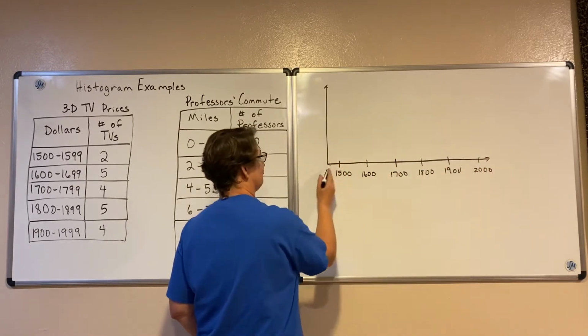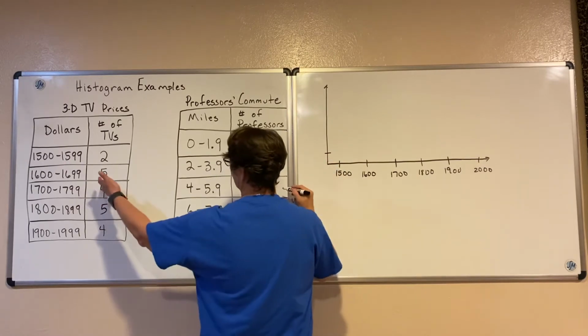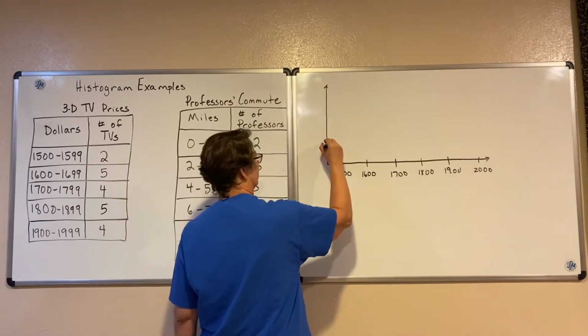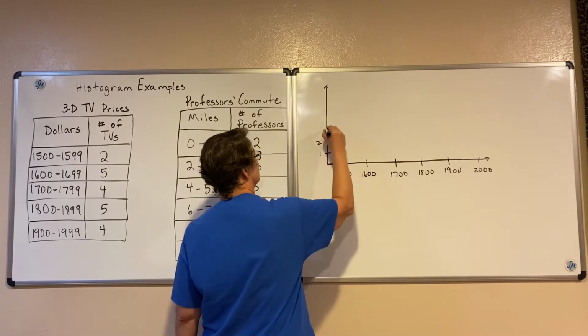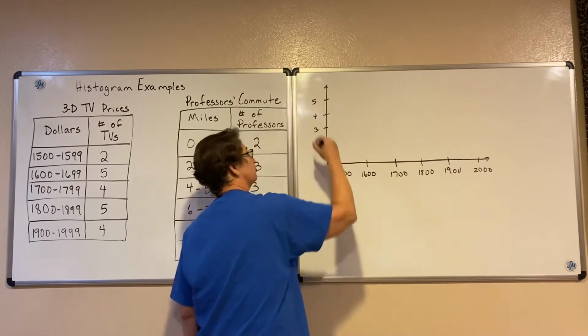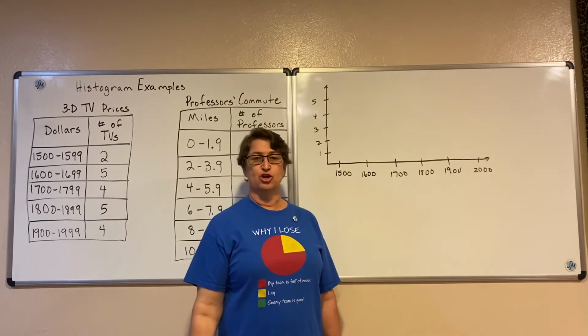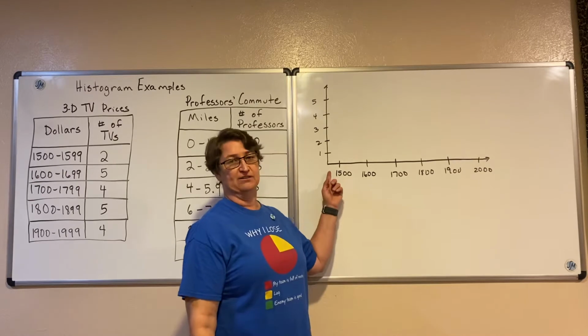Now, I'm going to put my frequency. Remember, we always start our frequencies at 0. I only need to make it to 5, so I can count just by ones. 1, 2, 3, 4, 5. If I had a larger data set, I might have to count by a larger number, but I would still need to start at 0.